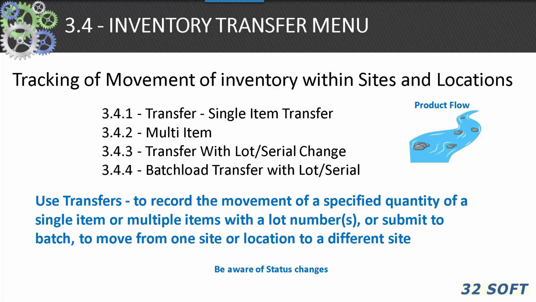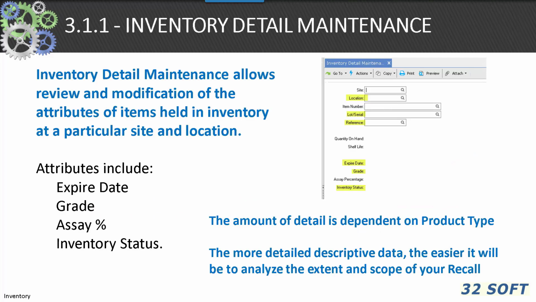The 3.4 menu, tracking of inventory, 3.4.1, 2, 3, and 4 allows you to have controls over where the product moves in your facility. You need to know the product flows. Beware of the status changes of those transfers.